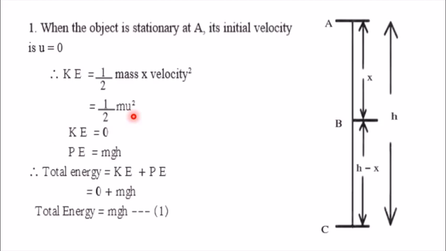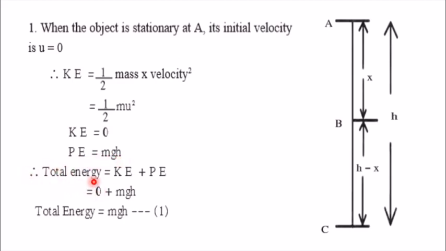Now the initial velocity, the starting velocity, is always 0. So we get half m into 0, which is equal to 0. That means kinetic energy is 0. There is no kinetic energy. Next, we need to find the potential energy. Obviously, when the object is at rest, potential energy will be there, because whenever the object is at rest it has a stored amount of energy, which is nothing but potential energy. So potential energy will be equal to mgh.